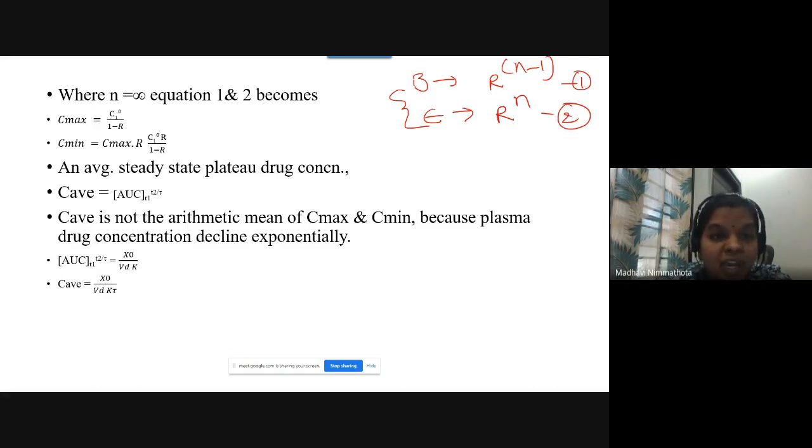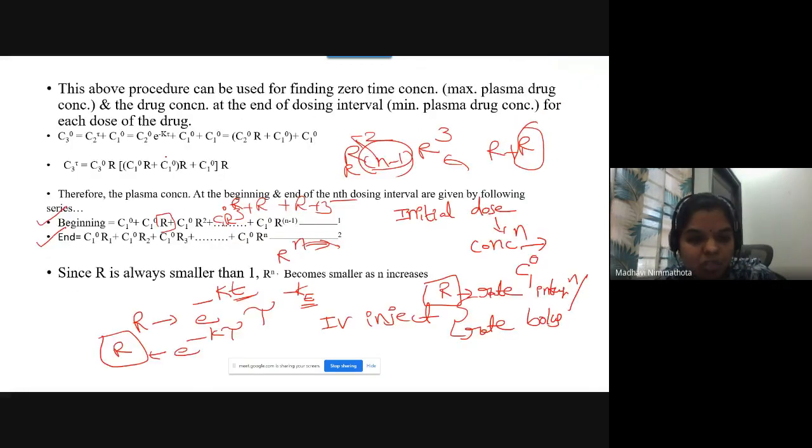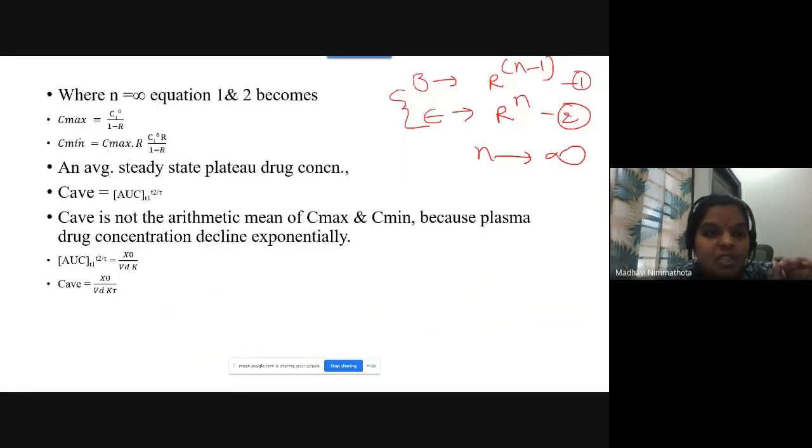So when n is equal to infinity, equations 1 and 2 become these. 1 is this and 2 is this equation. These give C max and C minimum. Concentration maximum, concentration minimum, where concentration means plasma drug concentration.